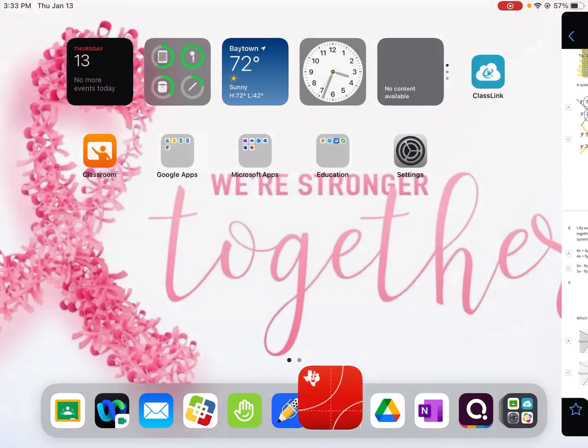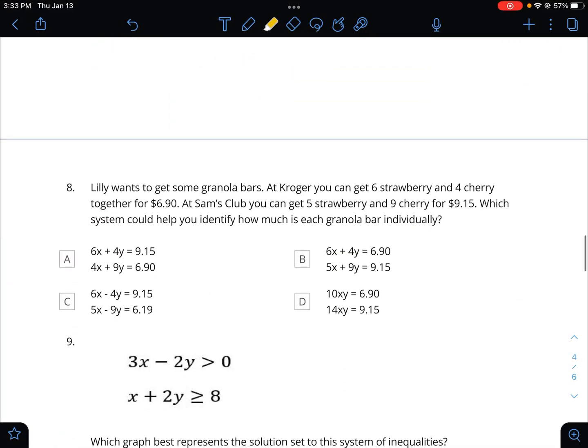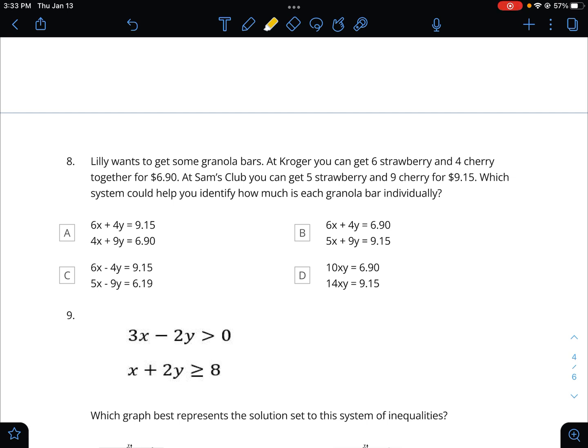Okay, so we're going to take a break from the calculator, go back to our notes, and look at this next problem. Lily wants to grab some granola bars. At Kroger, you can get 6 strawberry and 4 cherry together for $6.90. At Sam's Club, you can get 5 strawberry and 9 cherry for $9.15. Which system could help you identify how much each granola bar cost? First off, we need to identify our variables. Let's say that x is the strawberry and y is our cherry.